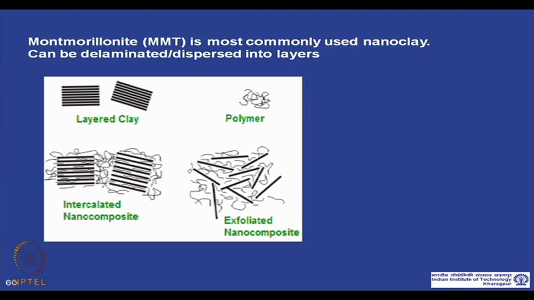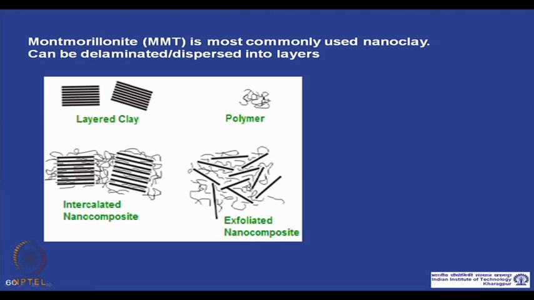One example is shown here. This is montmorillonite clay, which is a very commonly used nano clay, and it has a layered two dimensional structure. Ideally, to get the best property from the clay as a filler, it has to be dispersed quite well. So, the layers have to be dismantled and dispersed like what is shown here, and we call this an exfoliated nanocomposite.